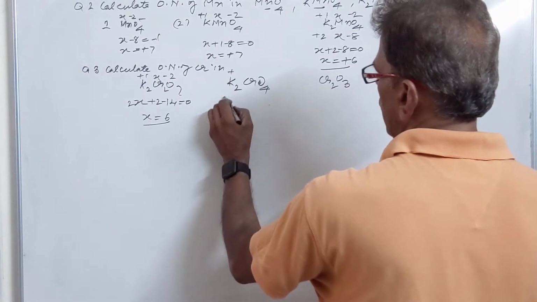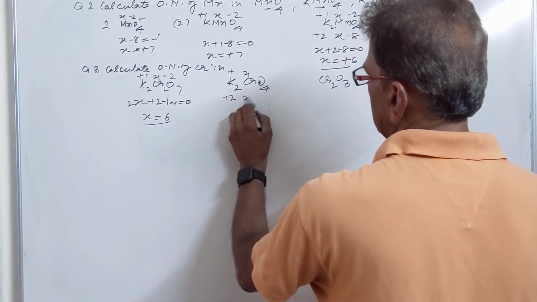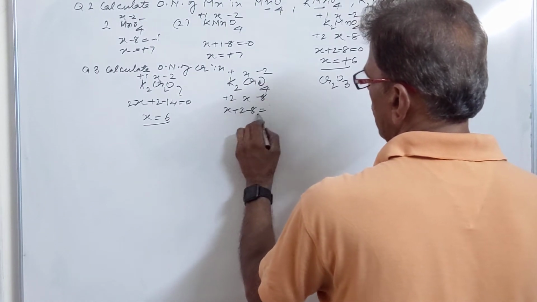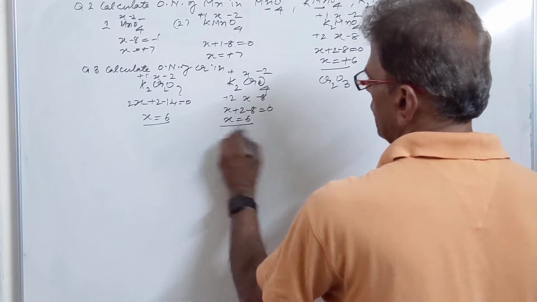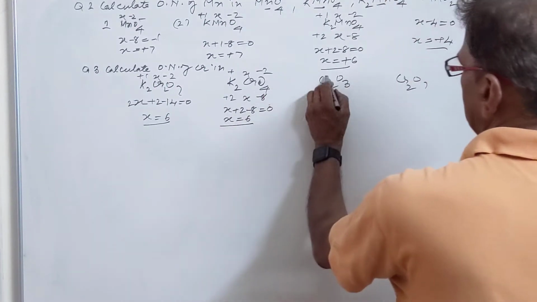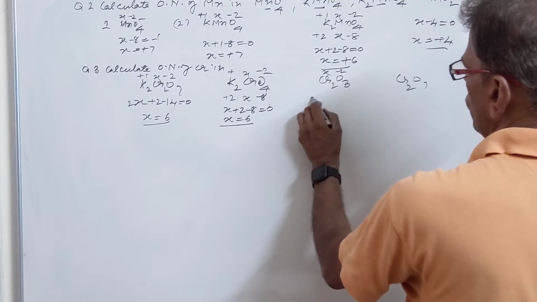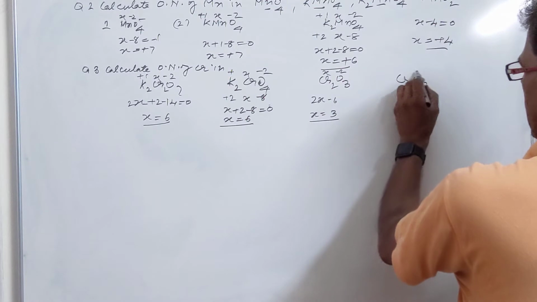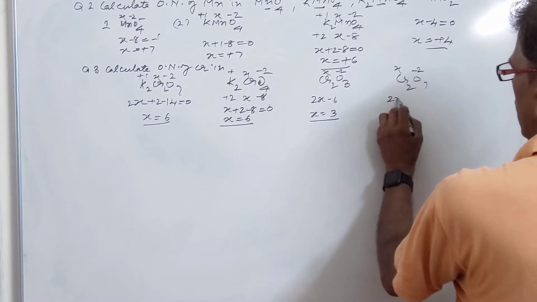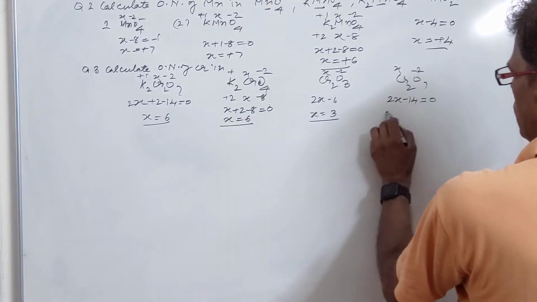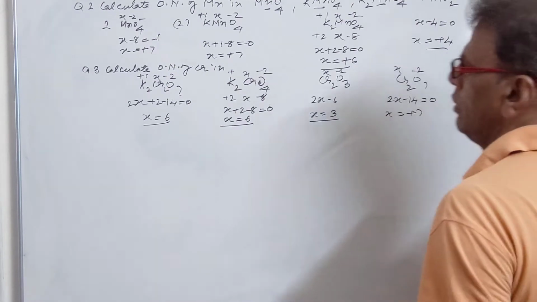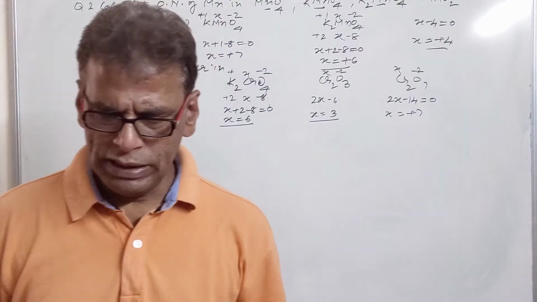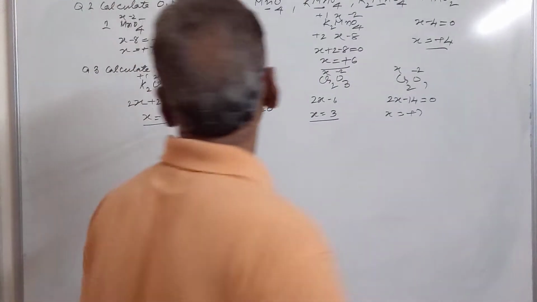In this case, plus 1 plus 2 total, this is x minus 8. So x plus 2 minus 8 will be equal to 0, x will be equal to 6 here. In this case, x for 8 minus 2, 2x minus 6, x will be equal to 3 here. In this case, minus 2x, 2x minus 14 equal to 0, x is equal to plus 7. So this is the way how to calculate the oxidation number of the different species in case of the molecule.